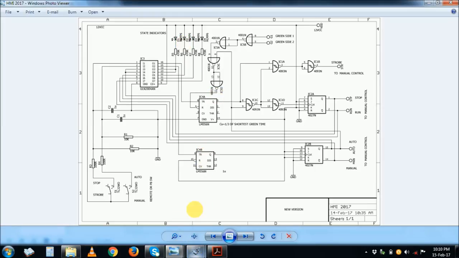Right, nothing more. The other circuits, I think they are self-explanatory and all that.